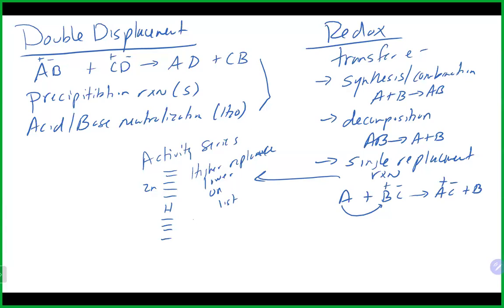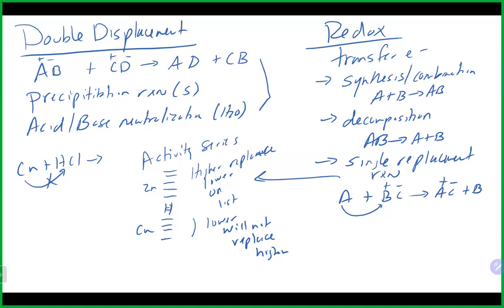Now, anything lower on the list will not replace anybody higher on the list. So for example, if you did that same one with copper, and you're trying to do copper in the HCl, it would not take place because copper is actually less reactive than hydrogen. So again, the activity series is something that you could use if you come across it, and that's basically how you use it. Anybody higher will replace, anybody lower will not.